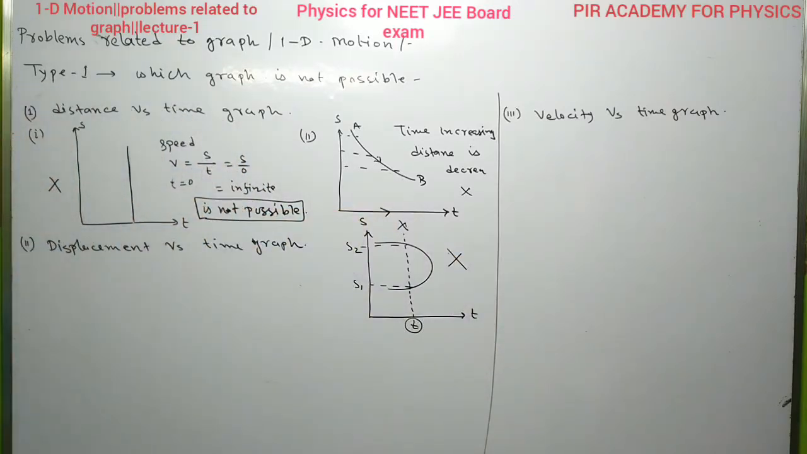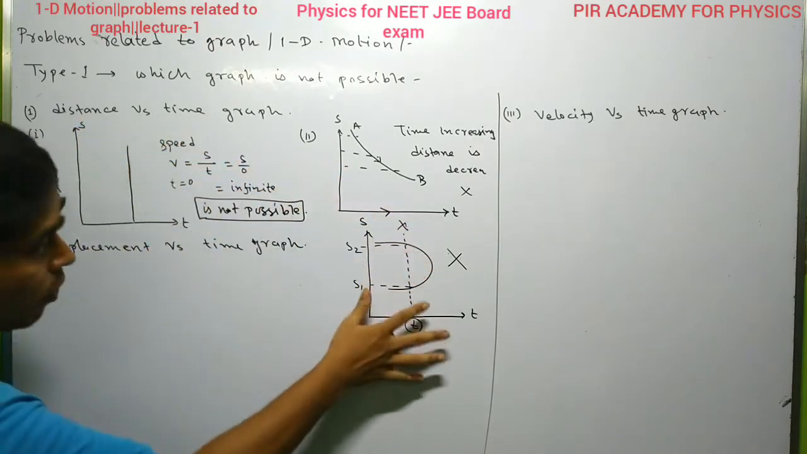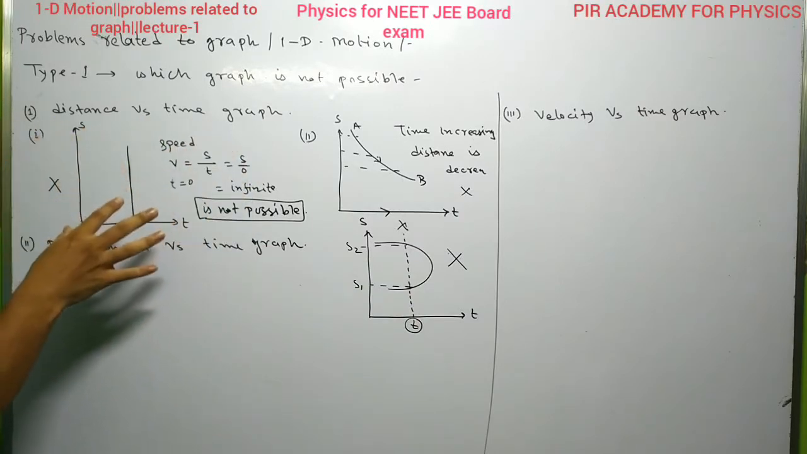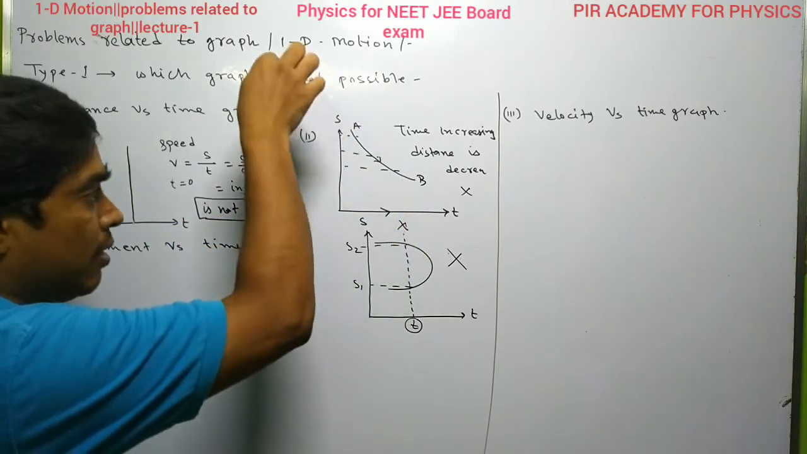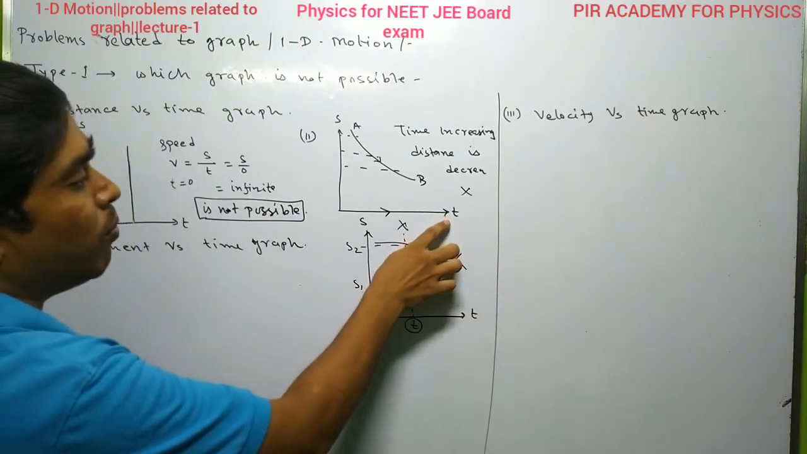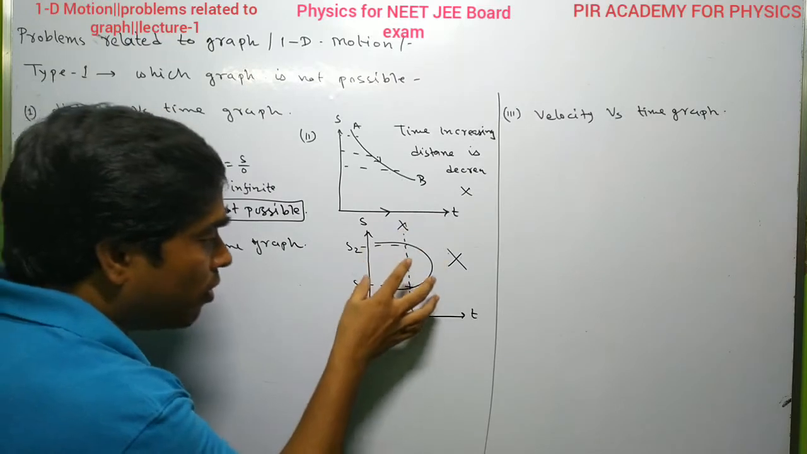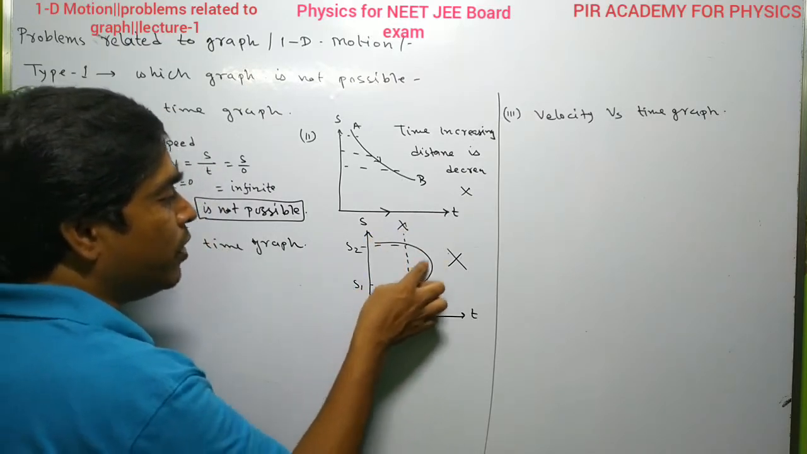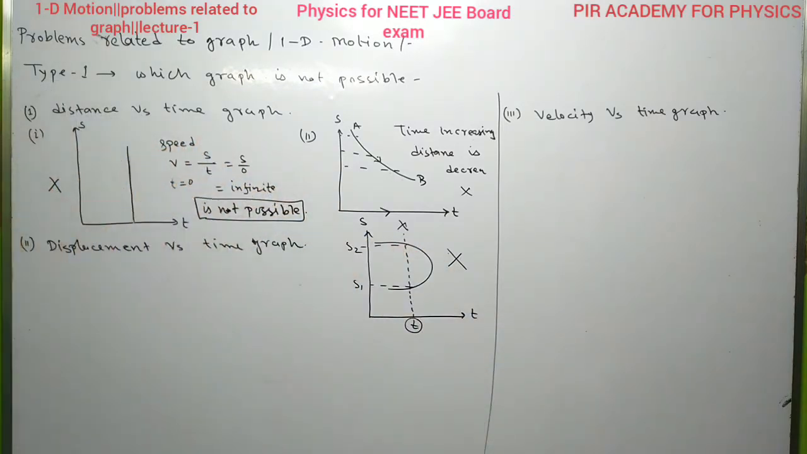So here I have discussed which graphs are not possible in the distance versus time graph. This graph is not possible for the infinite velocity of a particle. This graph is not possible because the distance is decreasing for increasing time. And this graph is not possible because at the same time the particle possesses two positions. So these three graphs are not possible.